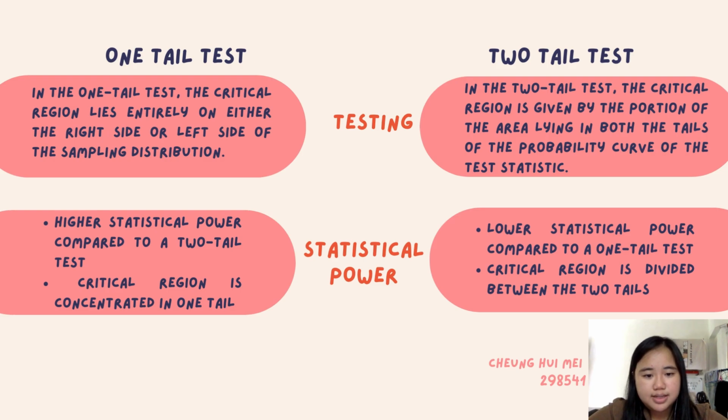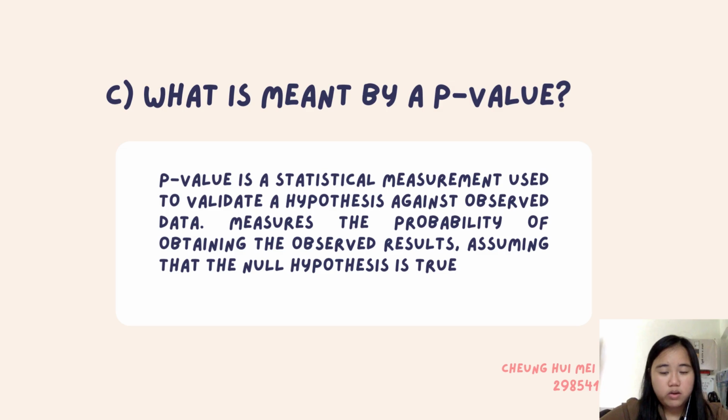For the statistical power, the one-tailed test has higher statistical power compared to a two-tailed test because its critical region is concentrated in one tail, but the two-tailed test has lower statistical power because the critical region is divided between the two tails. For question C, what is meant by a p-value? A p-value is a statistical measurement used to validate a hypothesis against observed data, measuring the probability of obtaining the observed result, assuming that the null hypothesis is true.